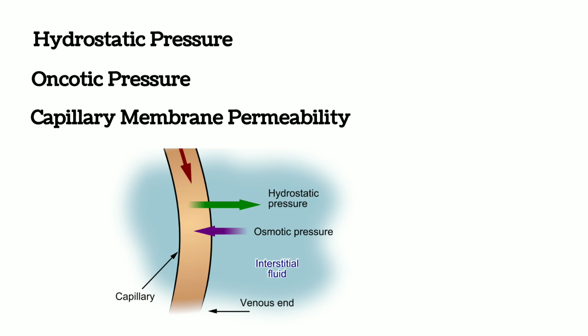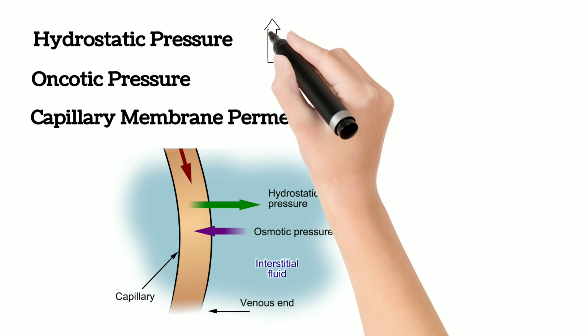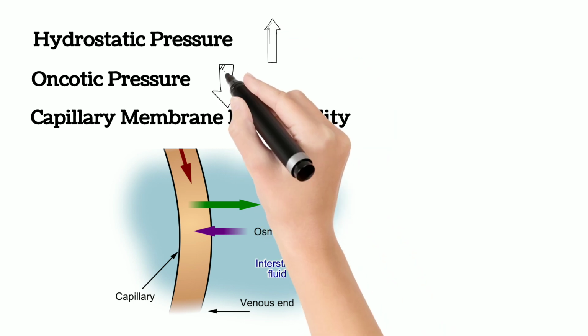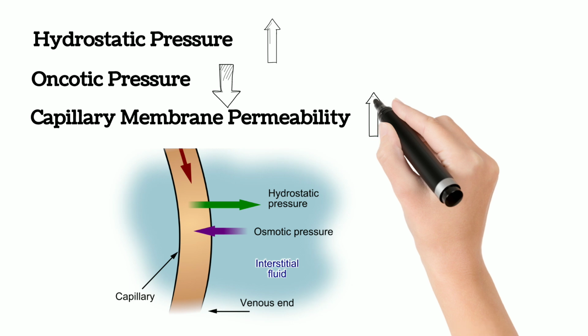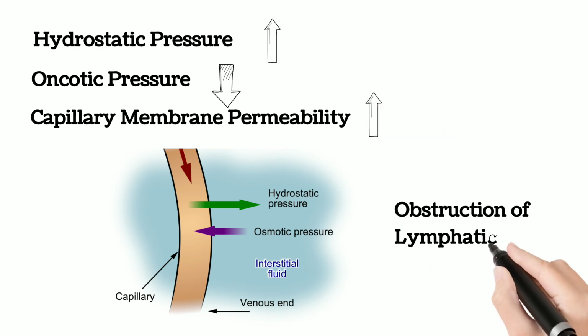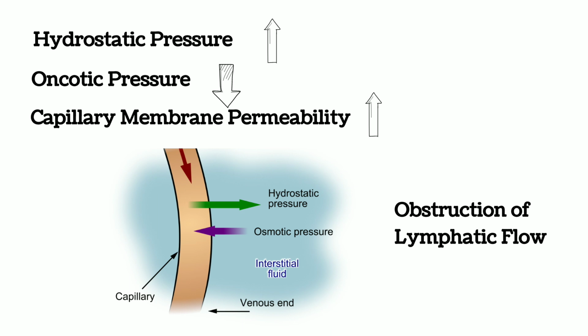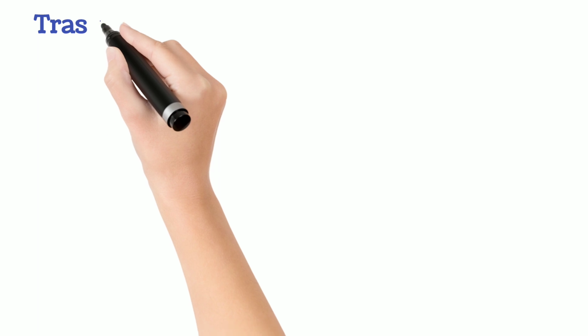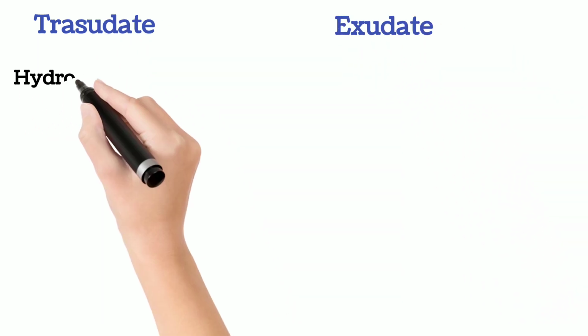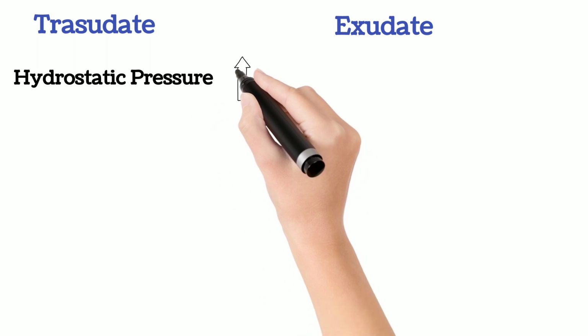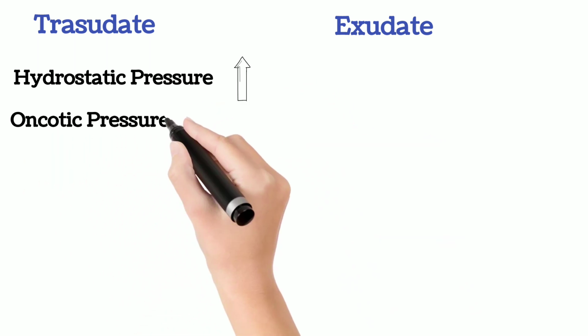This abnormal regulation happens because of increased hydrostatic pressure, decreased oncotic pressure, and an increase in capillary membrane permeability. Obstruction of lymphatic drainage can also cause pleural effusion. Pleural effusion can be two different types, transudate and exudate. Transudate pleural effusion occurs due to increased hydrostatic pressure, or reduced plasma oncotic pressure.